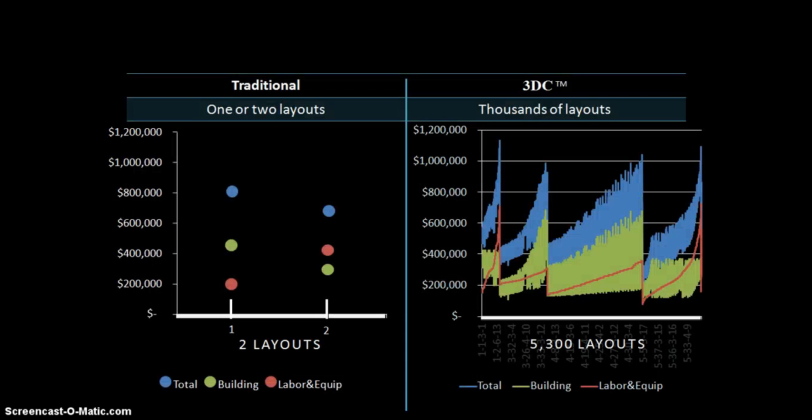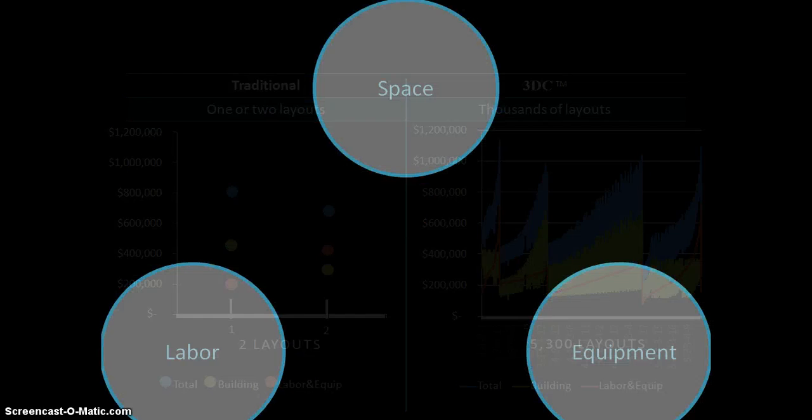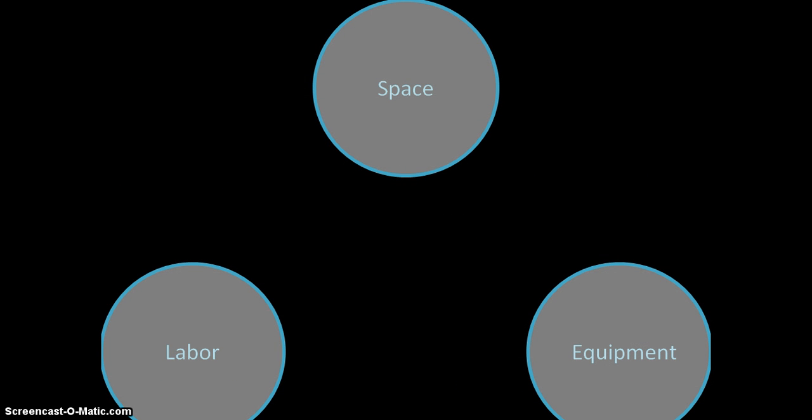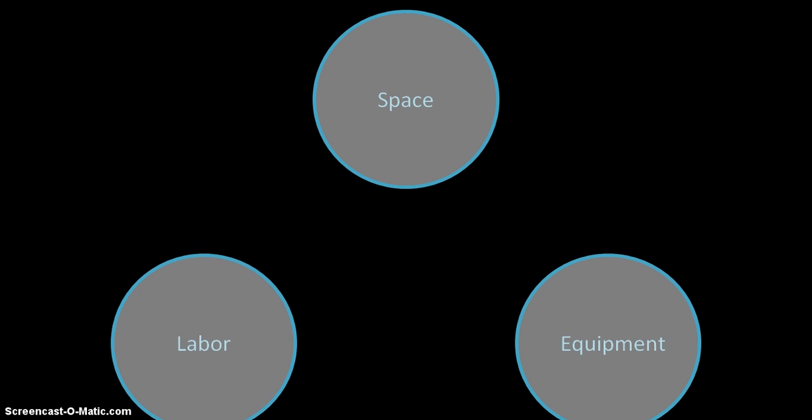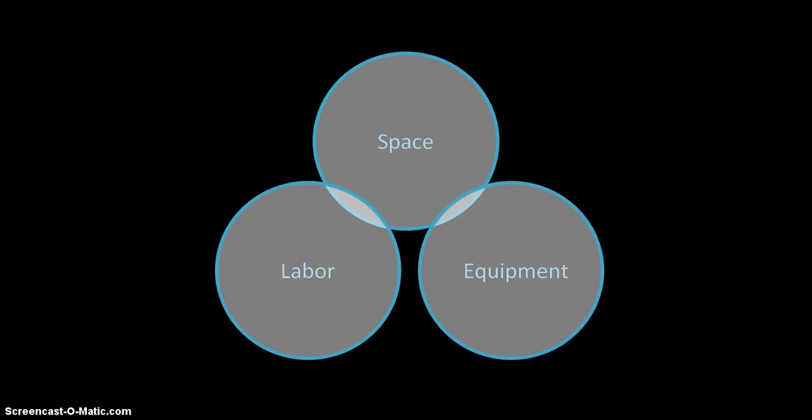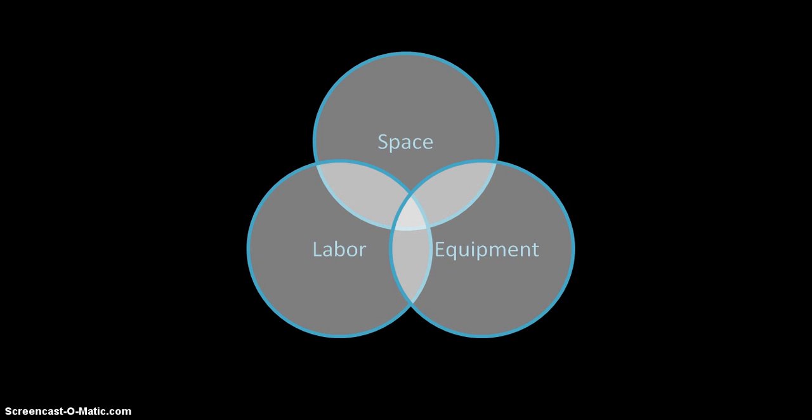On the left, the result of a traditional design approach shows the cost impact of two possible designs. Using the 3DC design toolset generates thousands of scenarios, allowing customers to understand the full breadth of possible design solutions. The design environment involves trade-offs between the three key design factors of space, labor, and equipment. For example, a narrow aisle facility can save space but cost slower travel. Automated material handling equipment might improve labor productivity, but with a higher capital investment required.